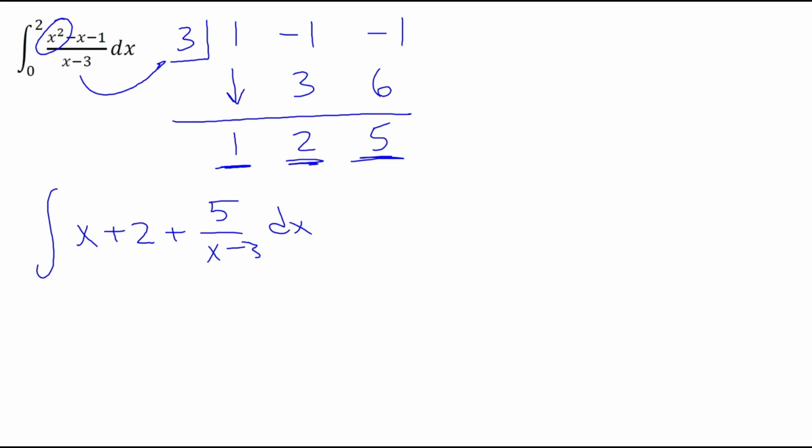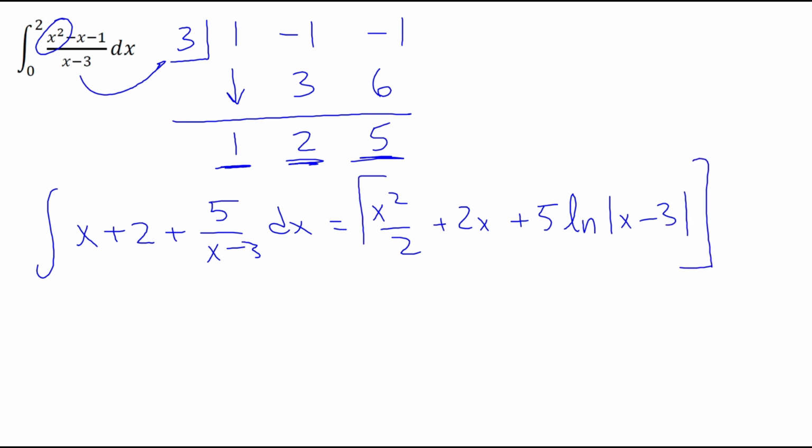So now we'll just integrate, giving us x squared over 2 plus 2x, and then we've done a few of these already. The 5 over x minus 3 is just 5 natural log absolute value x minus 3. We're going to evaluate all of that from 0 to 2. And of course, you can see this is why it's important that we have the absolute value inside the natural log, because otherwise we'd be getting something that was undefined here.